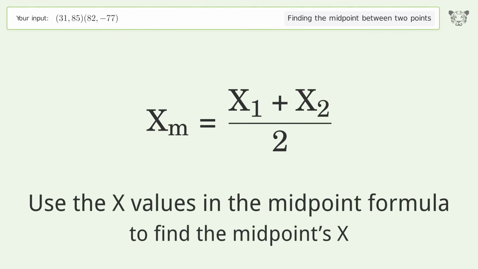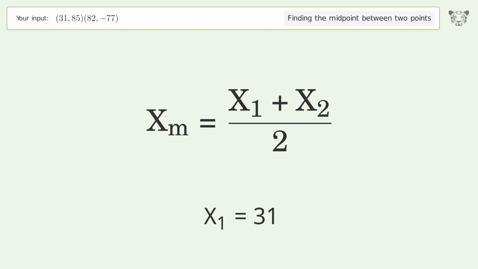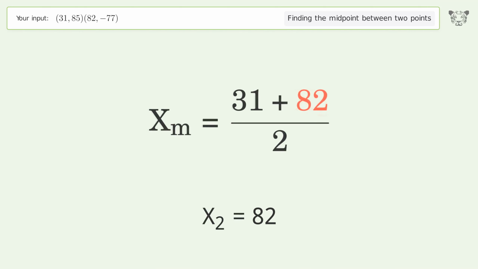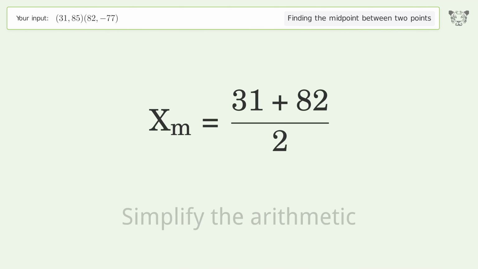Use the x values in the midpoint formula to find the midpoint's x. x1 equals 31. x2 equals 82. Simplify the arithmetic.